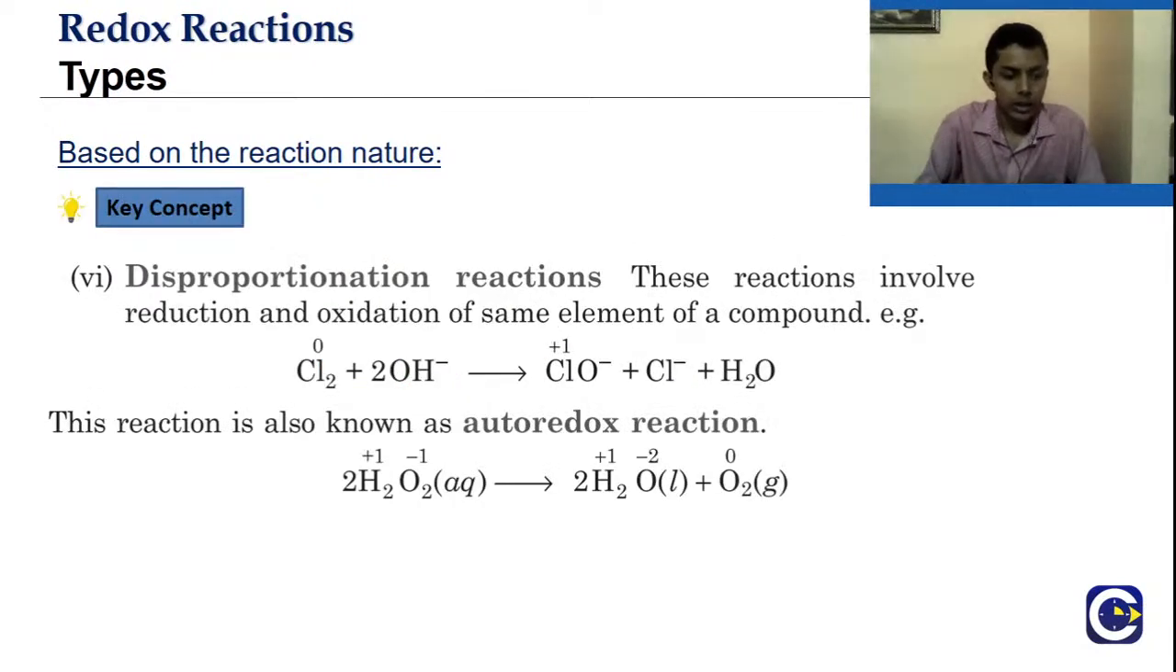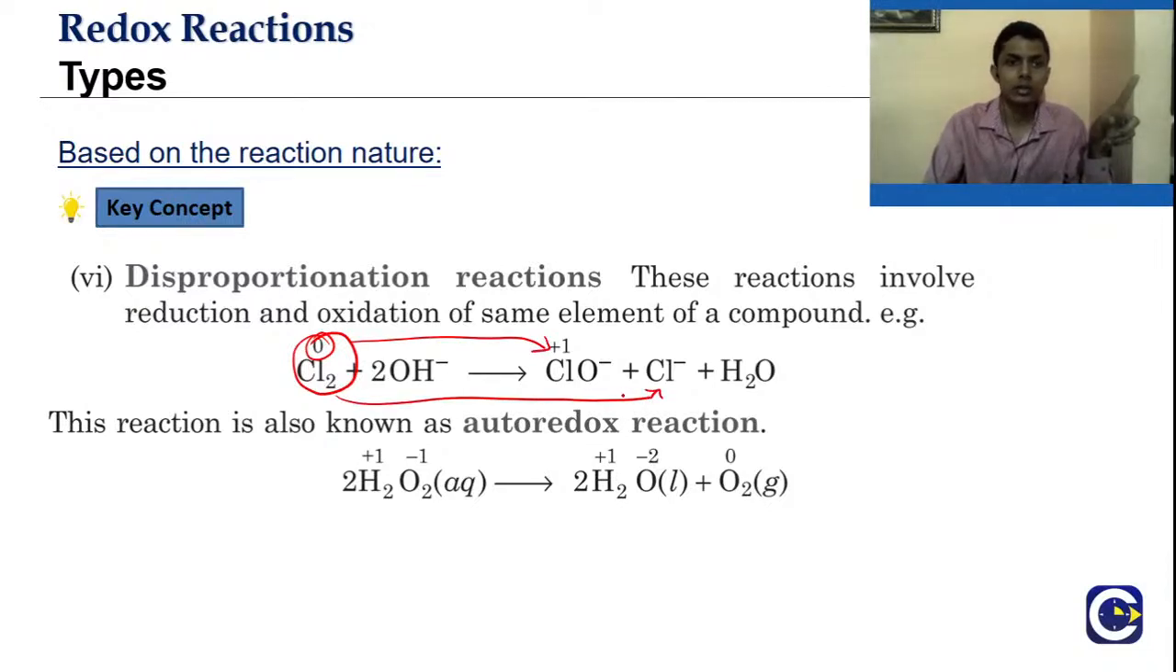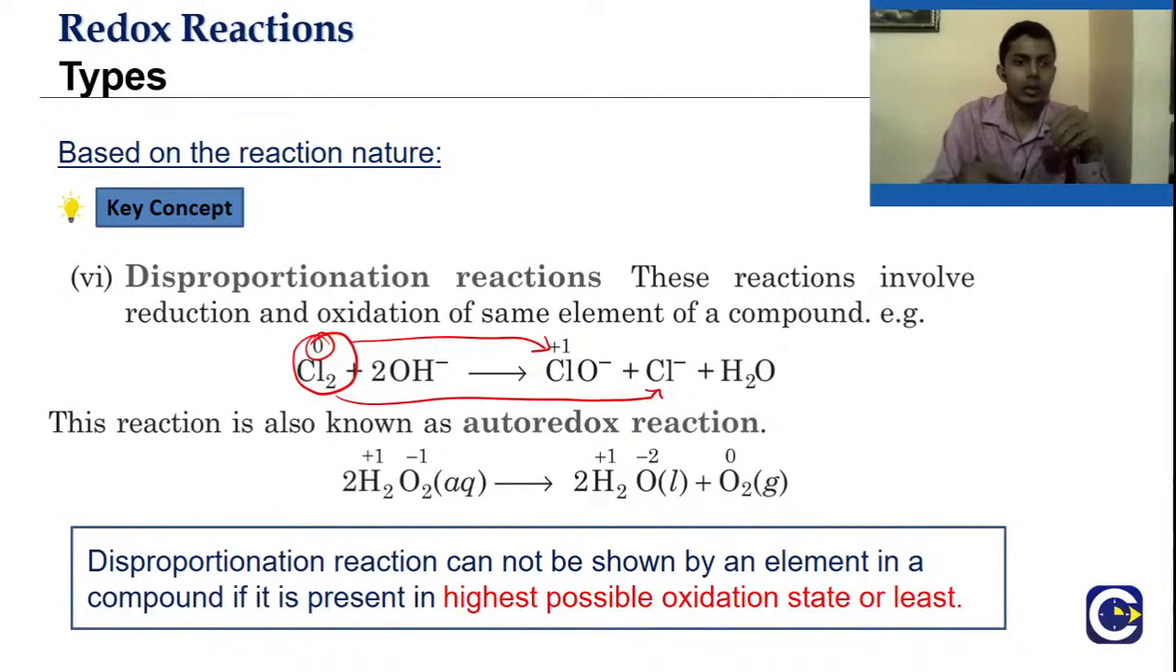Next is the disproportionation reaction. It is a reaction in which reduction and oxidation of the same element of a compound occur. So what does that mean? Here Cl2, if you observe, is in the free state where its oxidation number is 0. But in a disproportionation reaction, it undergoes oxidation as well as reduction. Clear? So these are also called auto-redox reactions. They themselves will undergo oxidation, and they themselves will undergo reduction. These are disproportionation reactions.